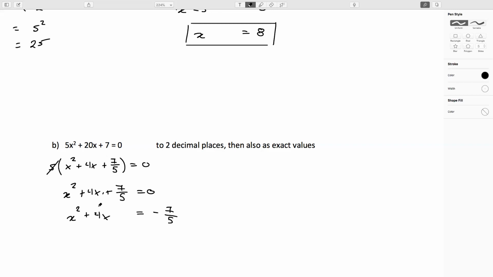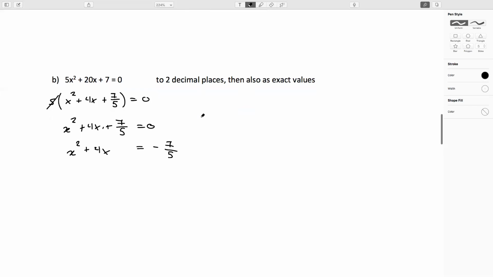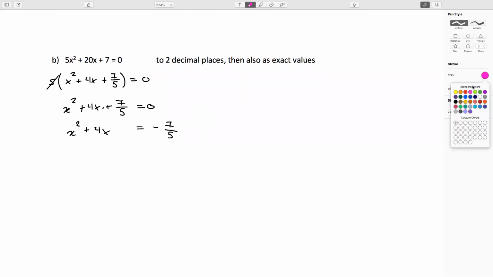And now I need to figure out what do I add to both sides in order to complete the square. We'll do it in a different color. B in this question is 4. 4 over 2 squared equals 2 squared, which is 4. So I have to add 4 to both sides. Plus 4, plus 4.